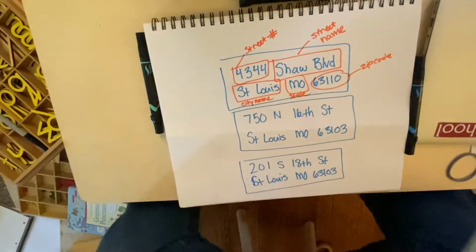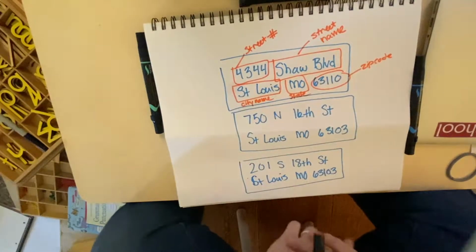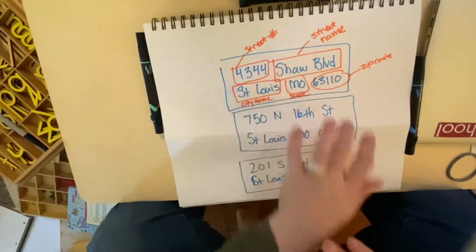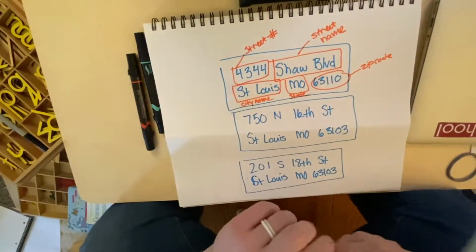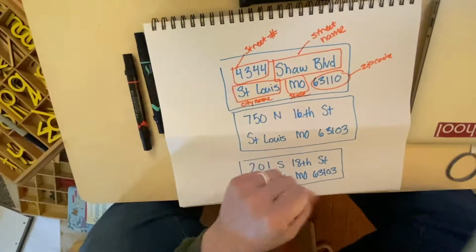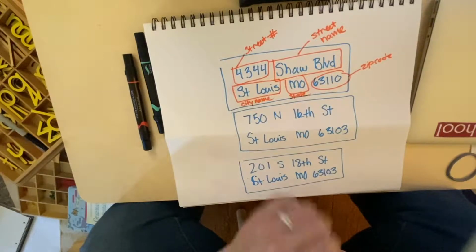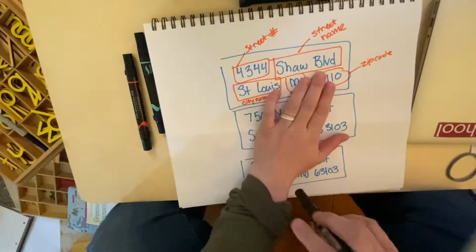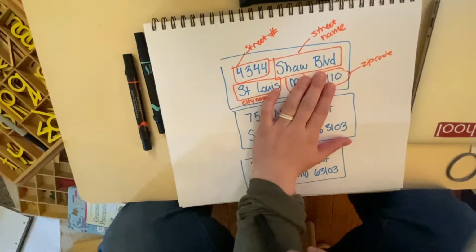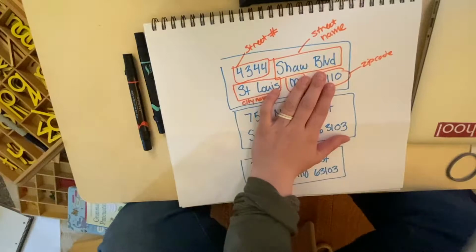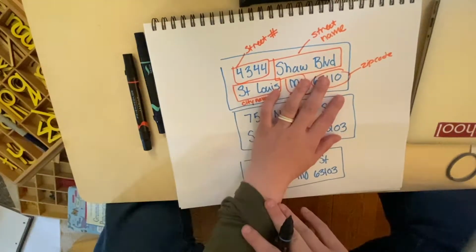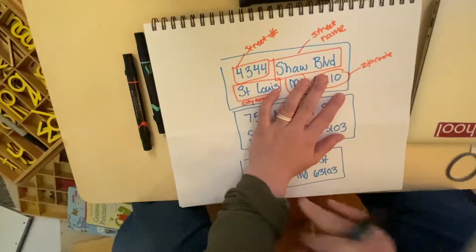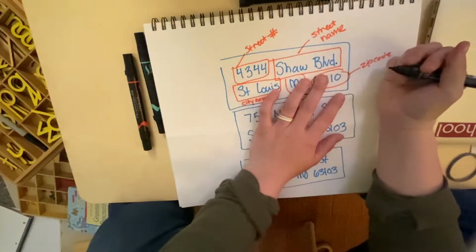When you are sending a piece of mail, it has to have all 5 of these parts of the address: the street number, the street name, city, state, and zip code. So let's look at what we need to punctuate in this little address. So 4344 Shaw, now this says BLVD. Do you guys know what that stands for? That stands for Boulevard. So instead of writing out the whole word Boulevard, what they've done is they've shortened it. This is called an abbreviation. So we have to put a period after abbreviations.